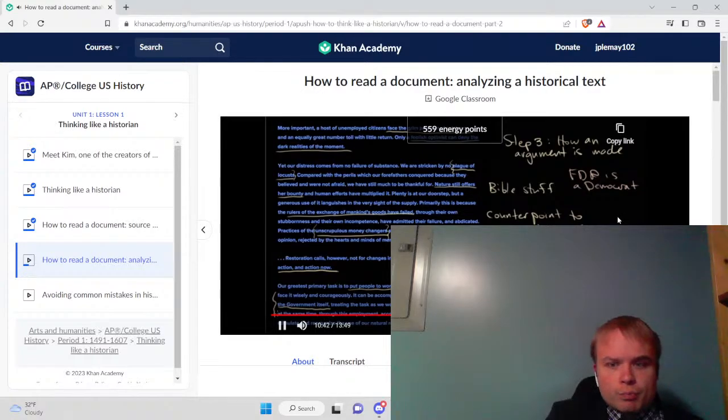Exactly. What I think is interesting, though, here is that there's a lot he doesn't say. And I think that's also important to look at when you're analyzing a primary source. There's a lot that you could talk about, but you make choices about what to talk about and what not to mention. So what could you say he doesn't mention here? He doesn't mention how any of this is going to work.